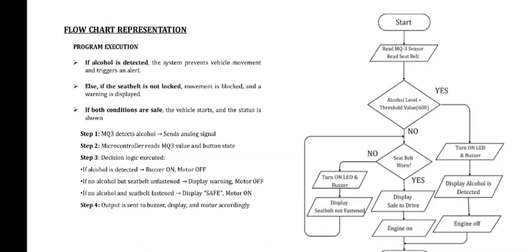Flowchart representation of the project. This flowchart shows the decision-making logic inside the Arduino. Read the alcohol level from the MQ3 sensor. Read the seatbelt status from the button. If alcohol is present, the buzzer turns on, the motor stays off, and a warning is displayed. If alcohol is not detected but the seatbelt is not fastened, the motor stays off and the display shows a seatbelt warning. Only if both conditions are satisfied, the motor turns on and the LCD displays safe to drive. The loop continues to check the conditions constantly.